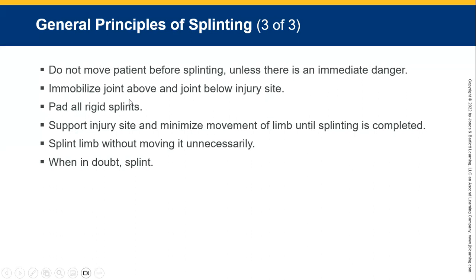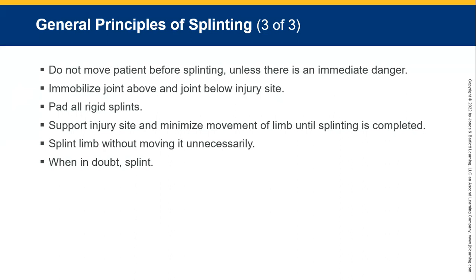Don't move the patient before splinting unless he's in immediate danger. Immobilize the joint above and below the injury site. Very, very important: not ever on the injury site, always above and below, about 5 centimeters above, 5 centimeters below. Remember, we can't immobilize on a joint. We'd have to go above and below the joint to splint adequately.